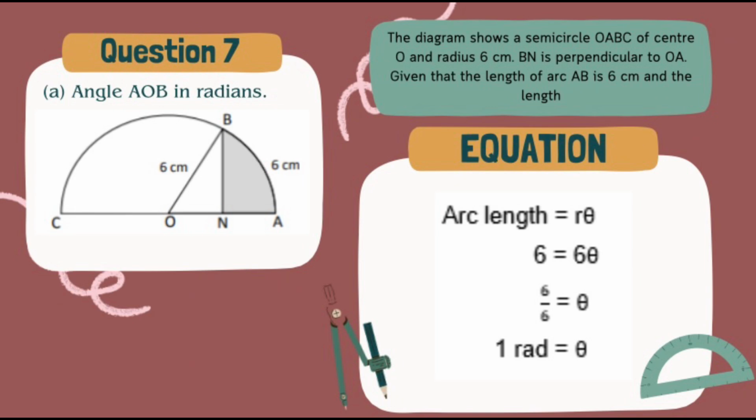To find the angle of AOB in radian, we need to use the arc formula. Arc formula is radius times theta. Given information is arc equal to 6 and the radius is also equal to 6. To find theta is to divide the arc length by the radius. So that means 6 divided by 6 equal to 1 radian.